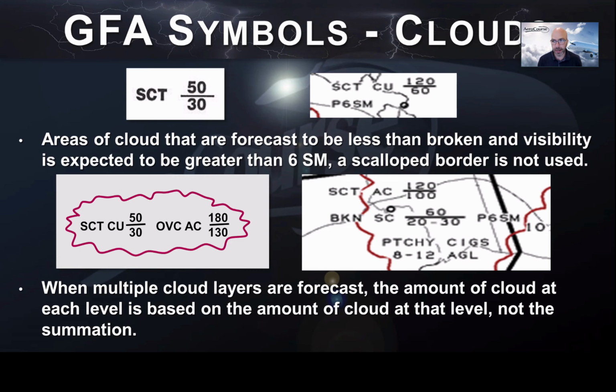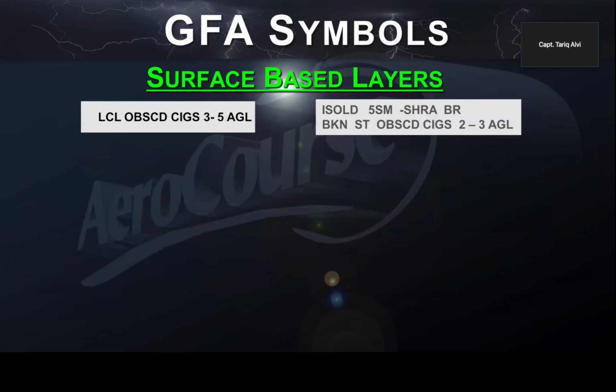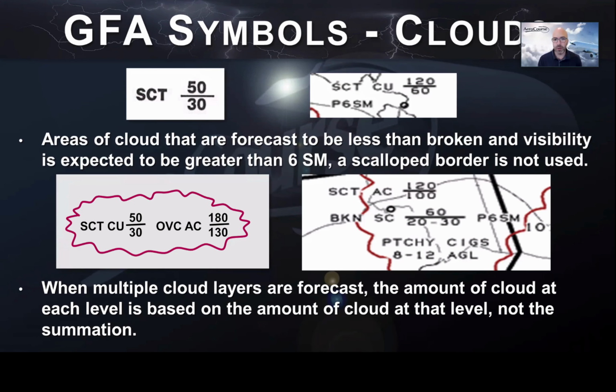But on their own, scattered and few would not have that. What also is important to know is that cloud coverage on a GFA is not a summation. So what you see on a GFA is what you can actually expect. Scattered is scattered, broken is broken, etc. So they are not summations.